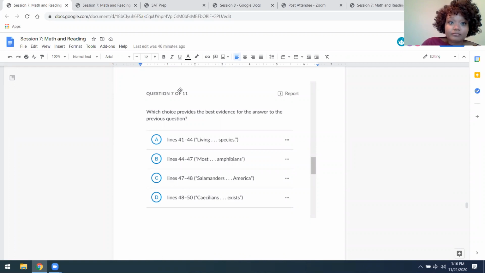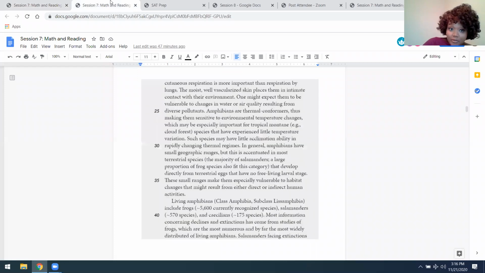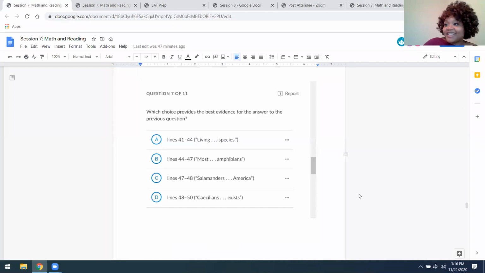There we go. Number 7 asks, which choice provides the best evidence for the answer to the previous question? DM already gave it to us. It was like line 40, right in the early 40s. Another A. Yeah. So you can't trust that. Actually, where is my answer? This is different from my other answers. I had B as well.